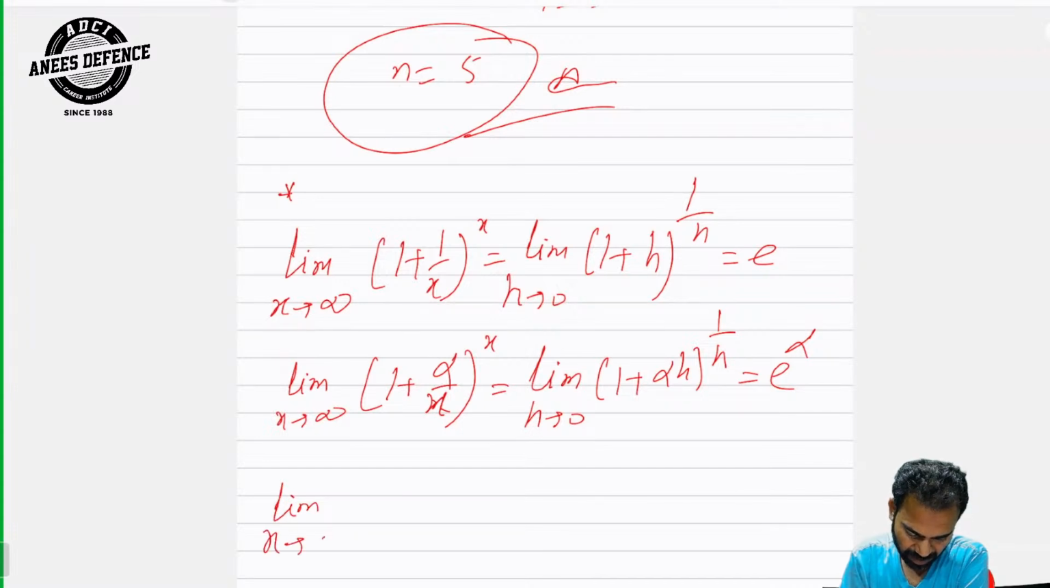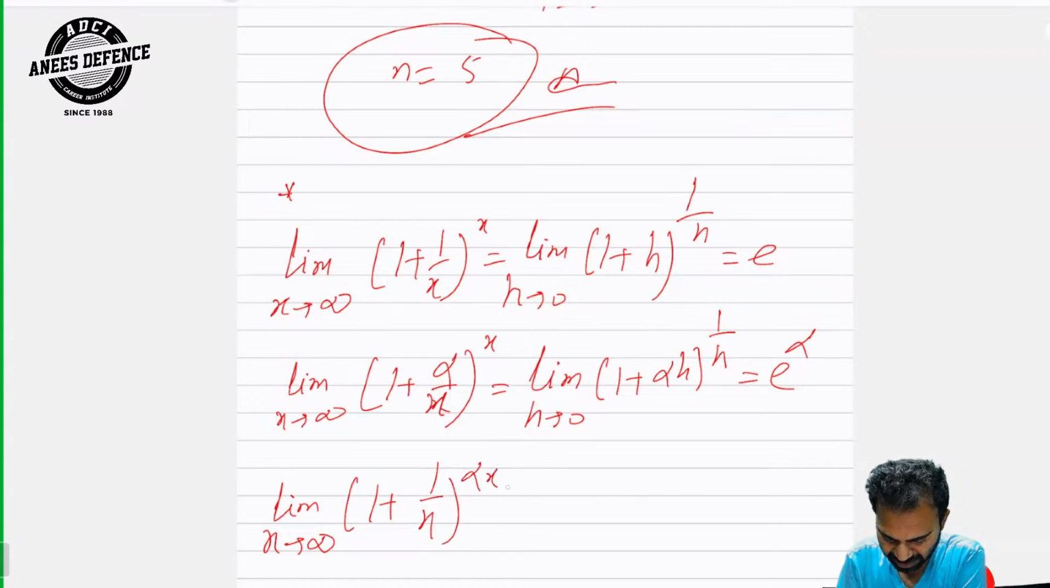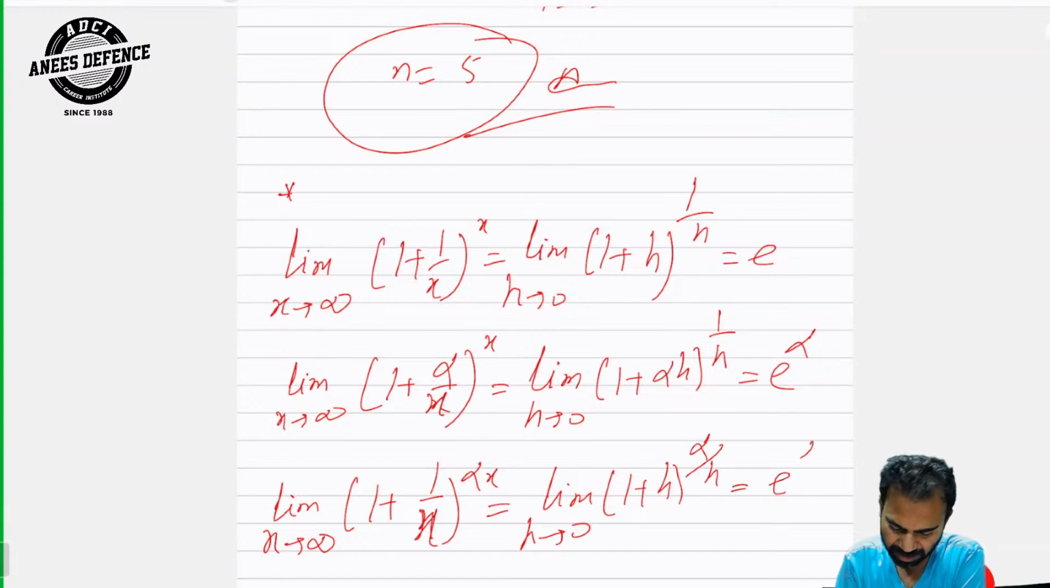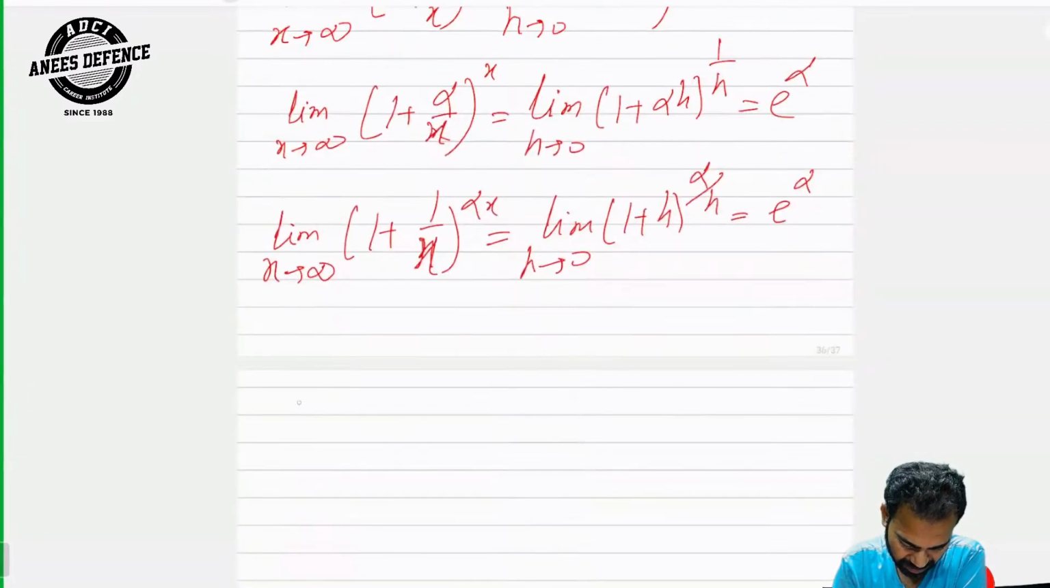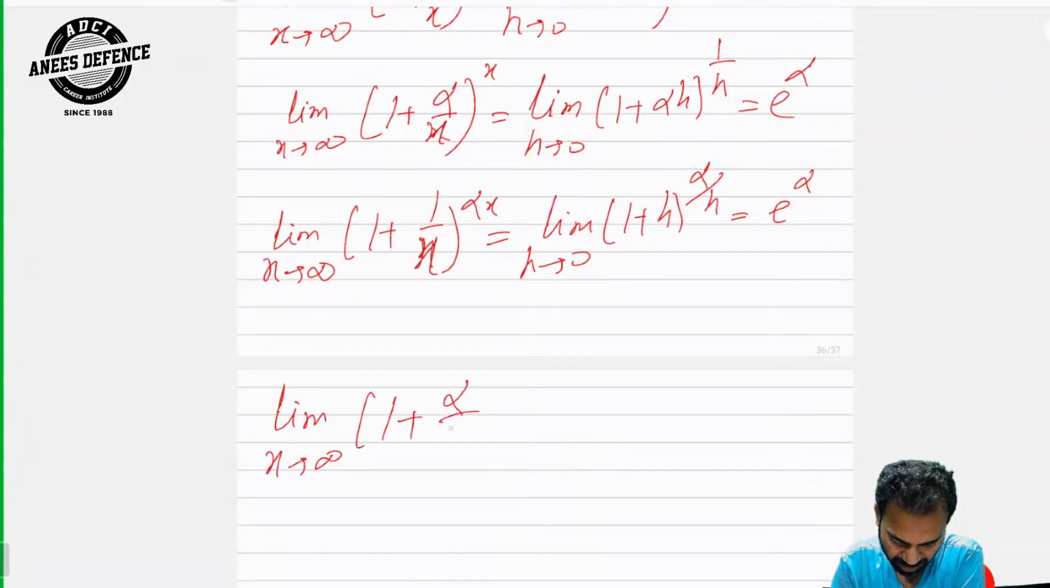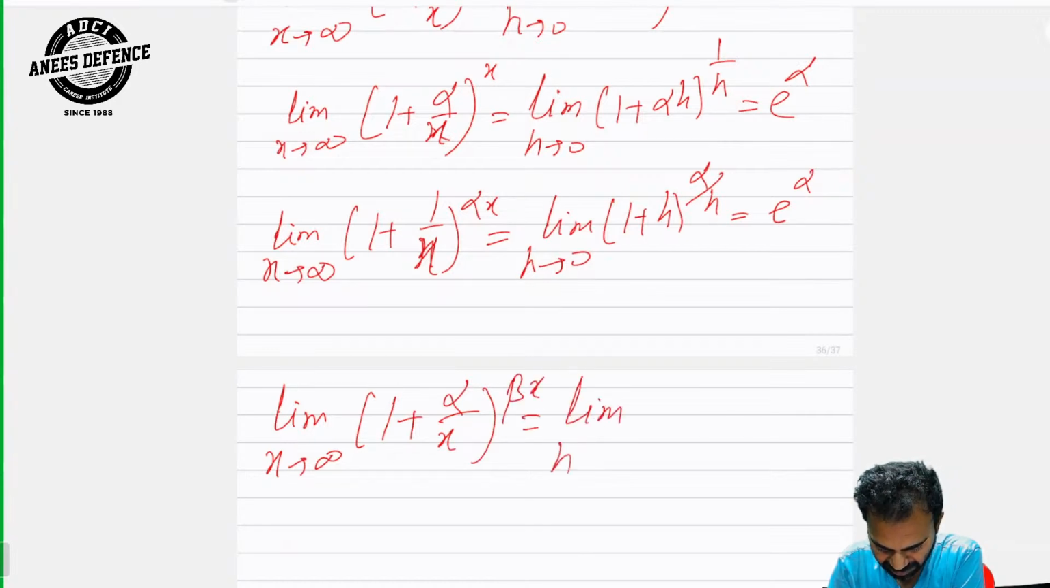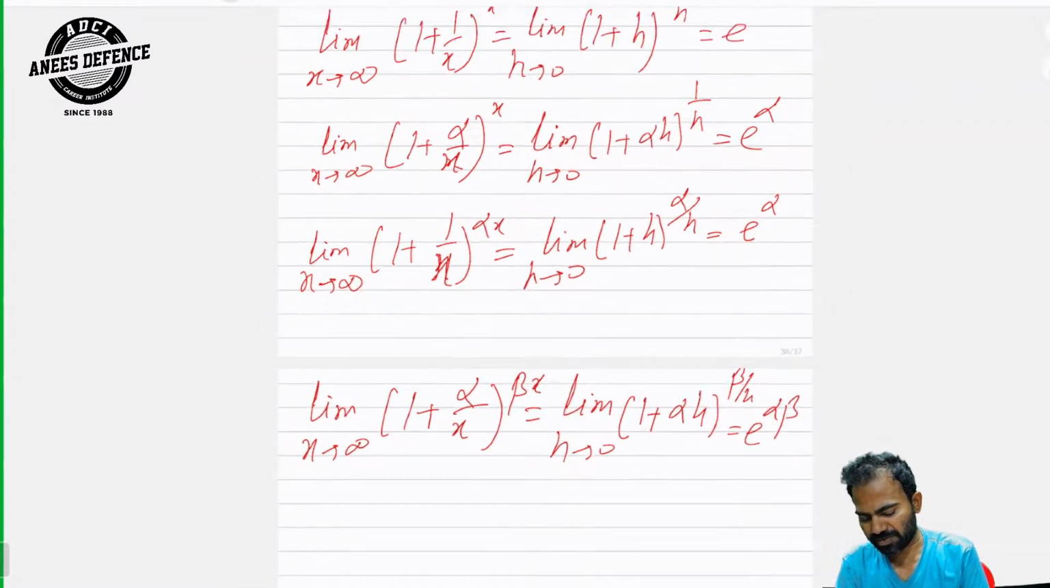Limit x tends to infinity, 1 plus 1 upon x whole to the power alpha x, equals limit h tends to 0, 1 plus h whole to the power alpha by h, e to the alpha. The last one: limit x tends to infinity, 1 plus alpha upon x whole to the power beta x, equals limit h tends to 0, 1 plus alpha h whole to the power beta by h, equals e to the power alpha beta. Write down all four formulas.